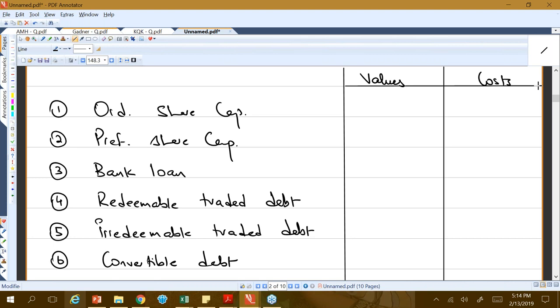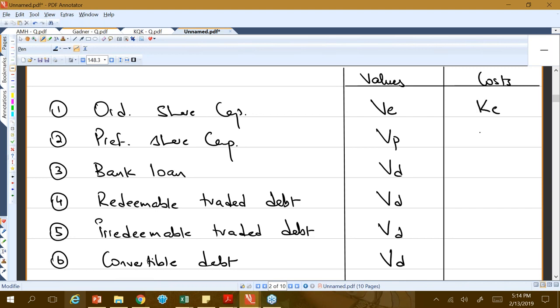Now, when I say values, we mean for the ordinary share capital, we need to find the value of equity. Preferred capital, we need to find the value of preferred capital. For the bank loan, we need the VD. These are all different VDs. And when we think of the cost, we need the KE here. We need the KP. We need the KD(1 minus T) for the bank loan. We need the KD(1 minus T) for the redeemable debt, the same for the irredeemable debt, and the same for the convertibles. So all these are different calculations.